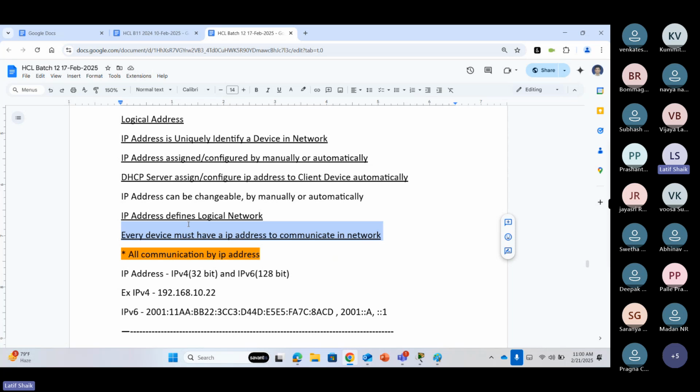So IPv4 or IPv6. What we are using as the logical address is the IP address. Maybe there are different logical addressing schemes, but globally we are using IP addresses only. There are two versions of IP addresses: one is IPv4 and another one is IPv6. IPv4 in binary is 32-bit in size. IPv6 in binary is 128-bit.